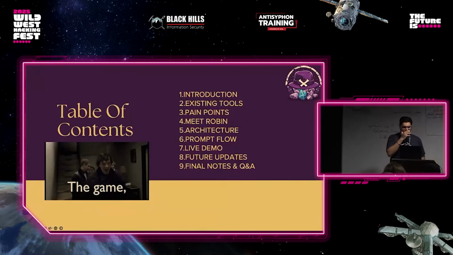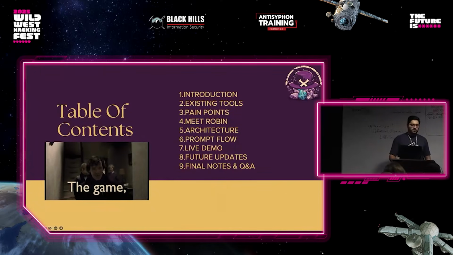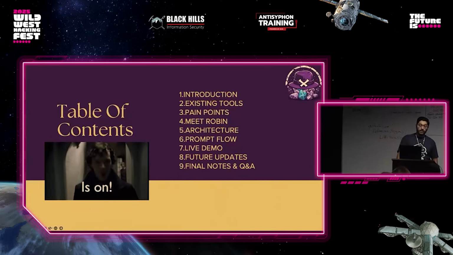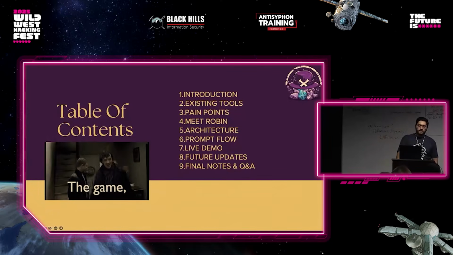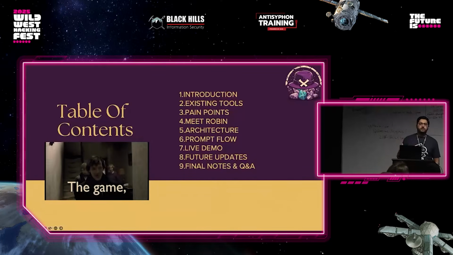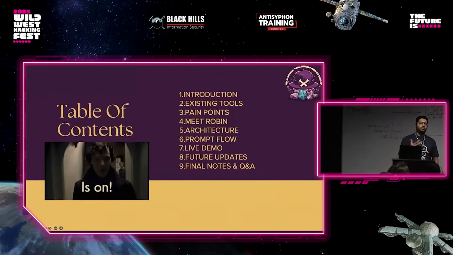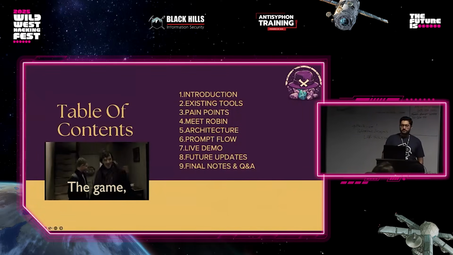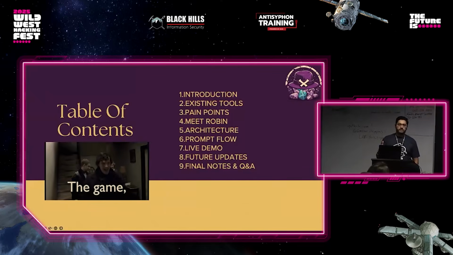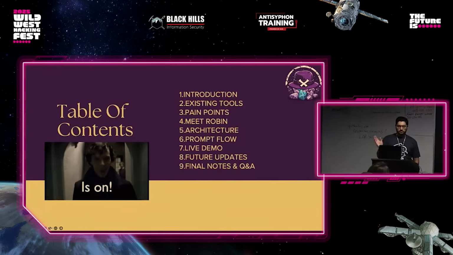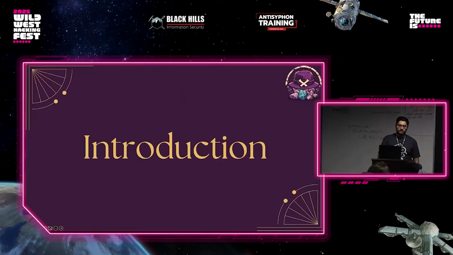A little about what we are talking about today: obviously the introduction, like why we are here, what the dark web is, and why we are doing dark web investigations. Then we'll talk about some existing tools. There are existing tools already out there, and we will talk about why those tools are not good enough, or what the pain points of those tools are. And then we'll talk about Robin architecture and a live demo. Hopefully that works, but I do have a video separately if it doesn't. And then towards the end, future updates, notes, etc.